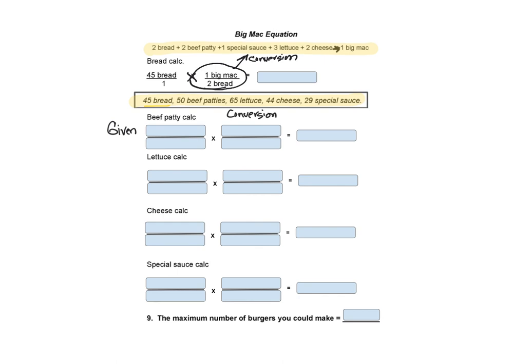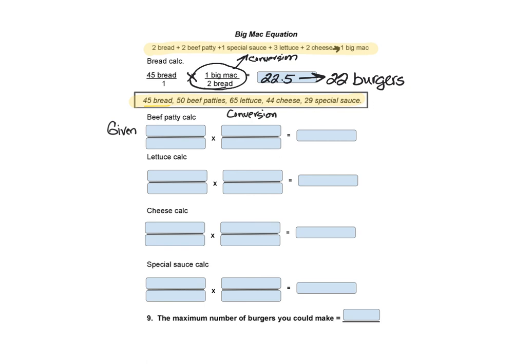I use that then to multiply 45 times 1 divided by 2. So that's going to give me 22.5 burgers. I can't have 0.5, so I have to round down on this. That's going to give me 22 burgers that I could make if I was given 45 pieces of bread.